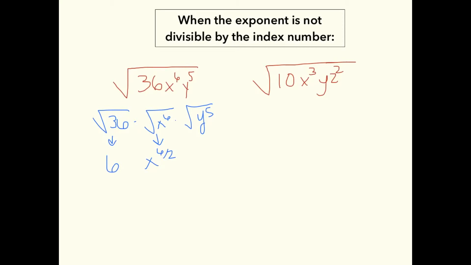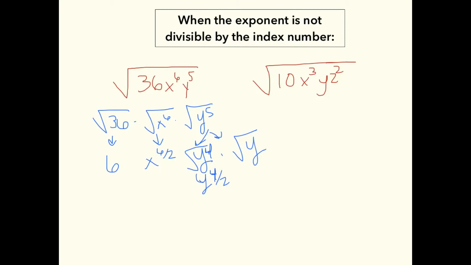So you have to split up y to the 5th. And in this case, I'm going to split it up into the square root of y to the 4th times the square root of y. So I still have 5 y's, y to the 4th and y to the power of 1. That's y to the 5th. But now I can do this, because this would become y to the 4 over 2.